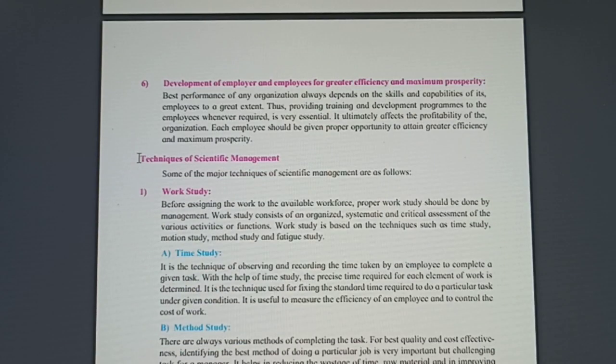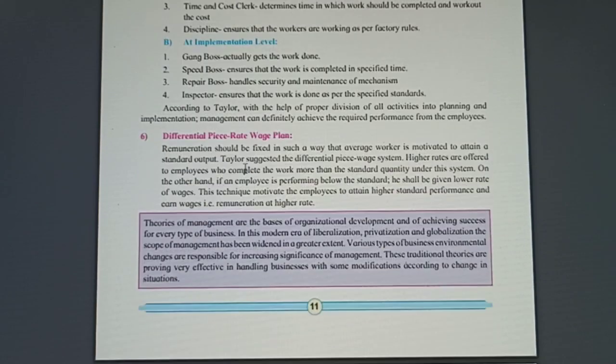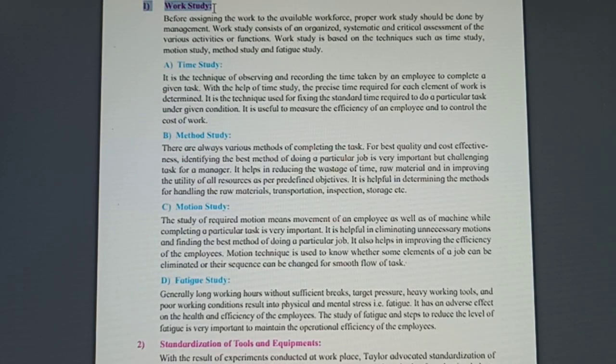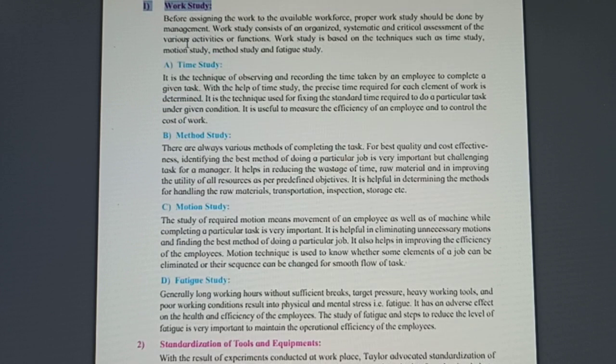Similarly, he has given techniques of scientific management. He has given some techniques on how you should go about studying the principles of scientific management. Here he has given some points. First, work study. In work study, there are 4 different types of study. Point number 1 has been bifurcated in A, B, C, D.